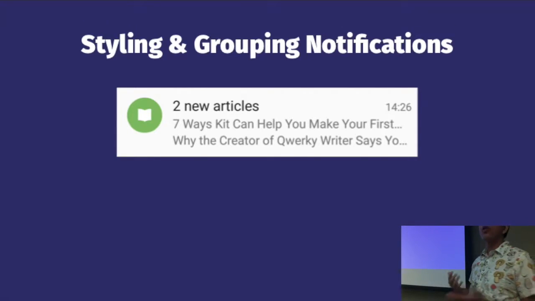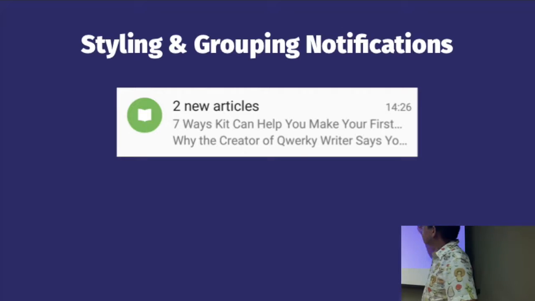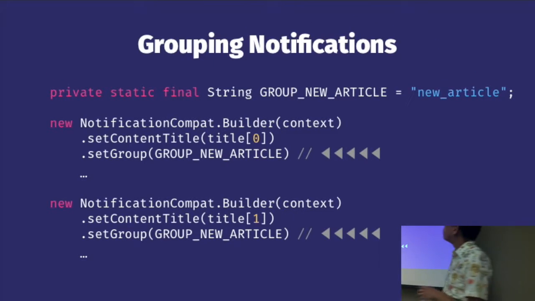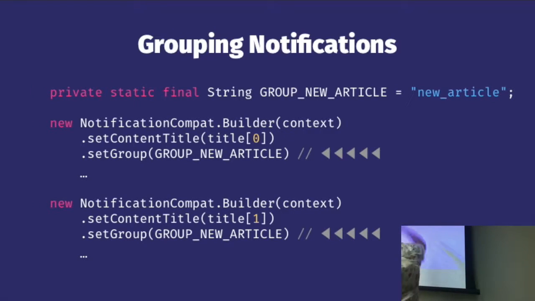So the best practice is to group them when you have multiple related ones. And after you group them, you want to create a summary that just indicates this is all the ones that have been collapsed together. So to do that, it's quite easy. You have your builder, and you define a string, which is just the group name, and you call setGroup. So I have one notification here that I've built. I call setGroup on it. Another notification comes in. I call setGroup with the same group, and that indicates to Android that these are related.